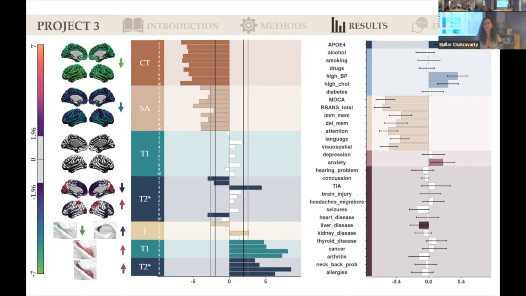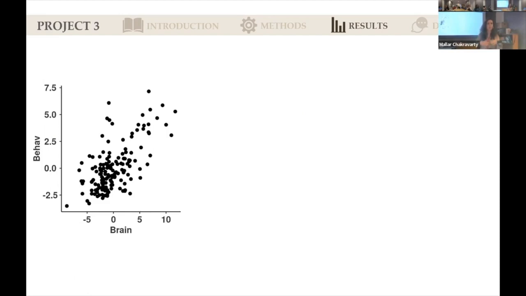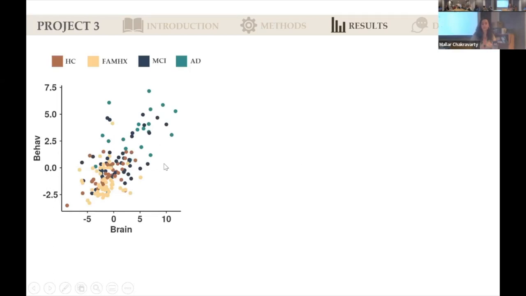So then, using PLS outputs, we have this brain and behavior score per participant. The first thing I wanted to check is, if I look at this brain-behavior score and I color code by group, what do I see? And if I do that, it's pretty interesting because I can almost draw a line to separate the MCI and Alzheimer's disease versus the normal individuals, like the controls and people with high risk but still good cognitive scores. We wanted to test how significant that was.